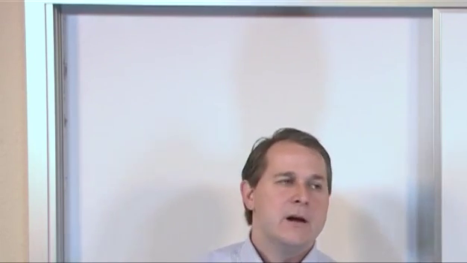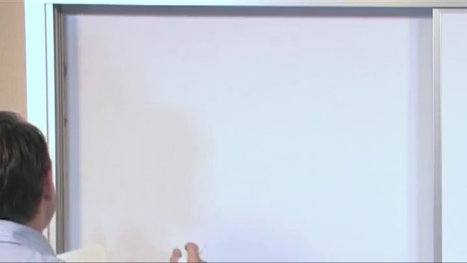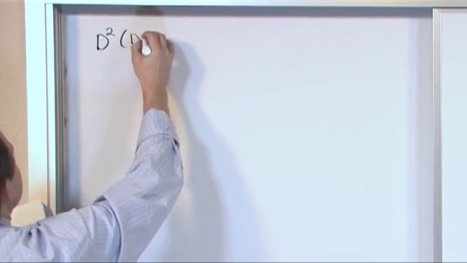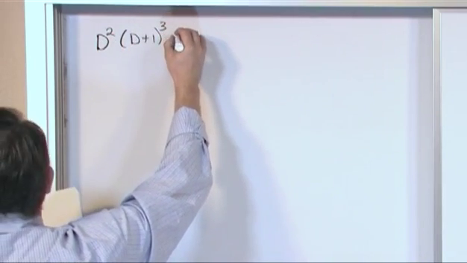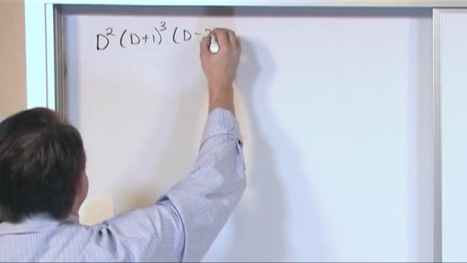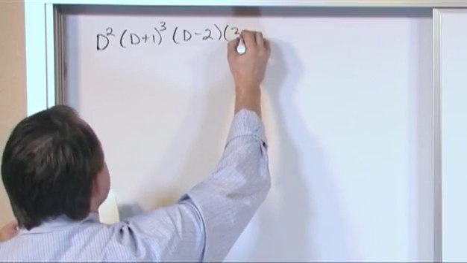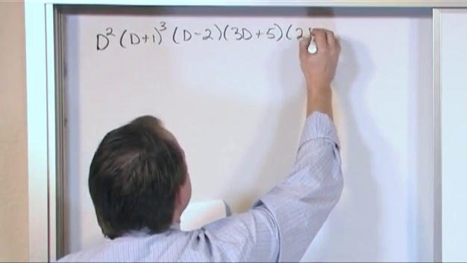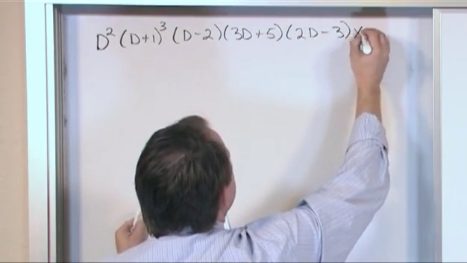Sometimes your problem is given to you in terms of a differential equation, and then you have to write it in terms of operator notation like we've been doing before. Sometimes, depending on the book you have, the teacher you have, they might actually give you the differential equation already written in operator notation. So in that case, this would be an example like that. If you had D squared, (D plus 1) cubed, (D minus 2), (3D plus 5), (2D minus 3) operating on x is equal to 0.